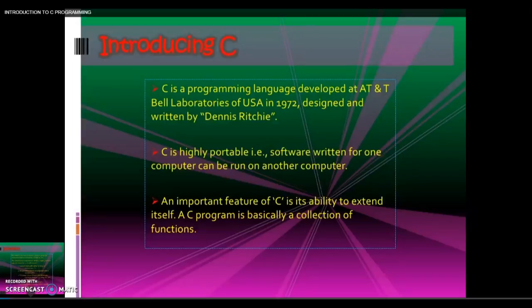A C program is basically a collection of functions. C was developed by Dennis Ritchie. He combined the B and BCPL languages and his own research. It is highly portable because if we execute a C program in a system, it creates an exe file, and that exe file we can use in any PC.